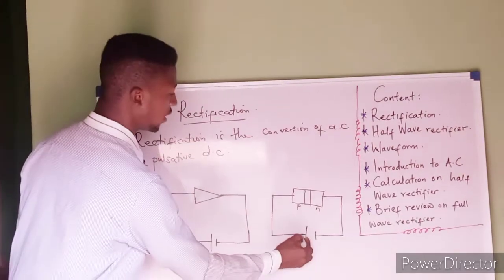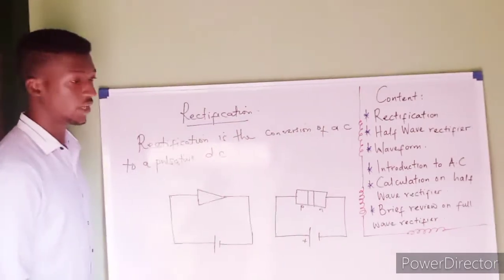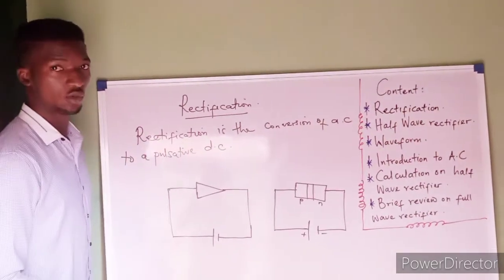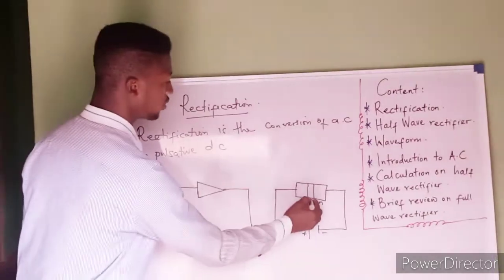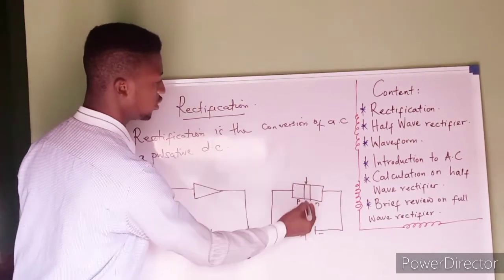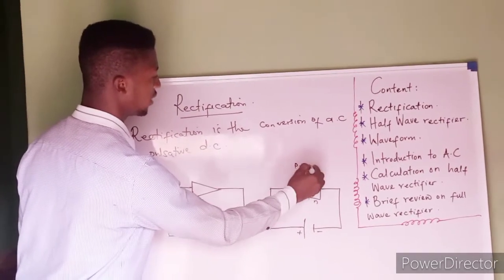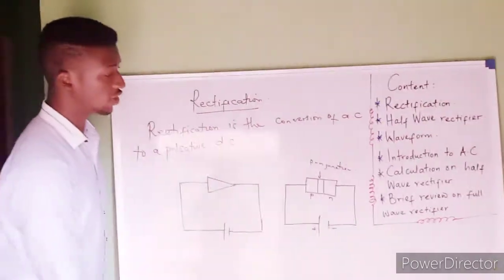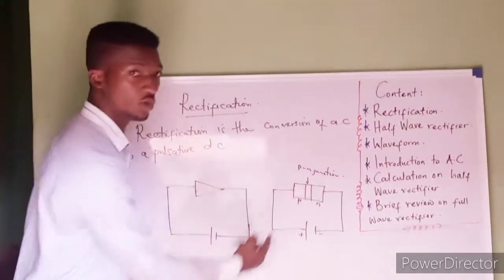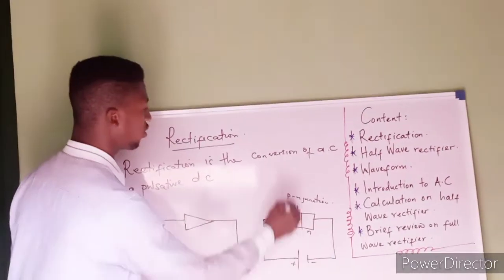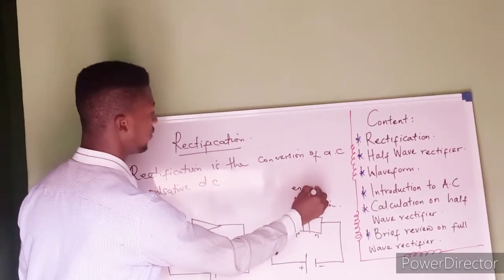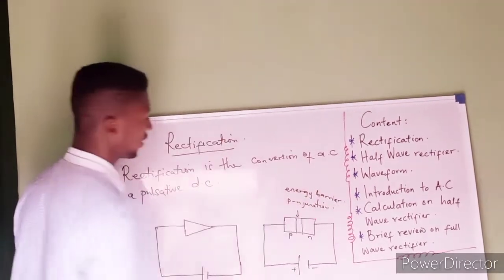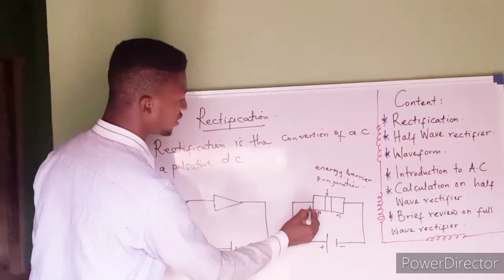So now here will be our positive plate of the voltage source, which is our DC, and this plate will be our negative voltage. And do not forget, this region is called what? The P-N junction. And there is a particular energy that must be overcome in this region. What do you call that energy? The energy barrier. So we must overcome this energy barrier.